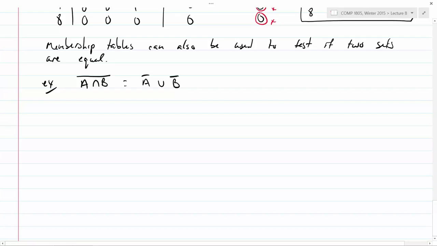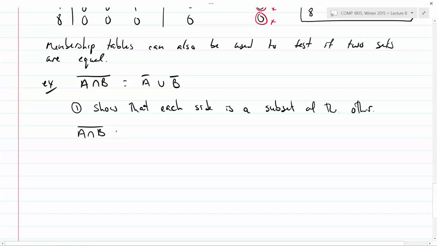All right, so we've seen two different ways to prove that sets are equal. The first way was to show that each side is a subset of the other. So let's do that first. So I want to show that each side is a subset of the other. All right, so we start with one. Let's say I want to show that the complement of A intersect B is a subset of A complement union B complement. That's the first thing I'll do.